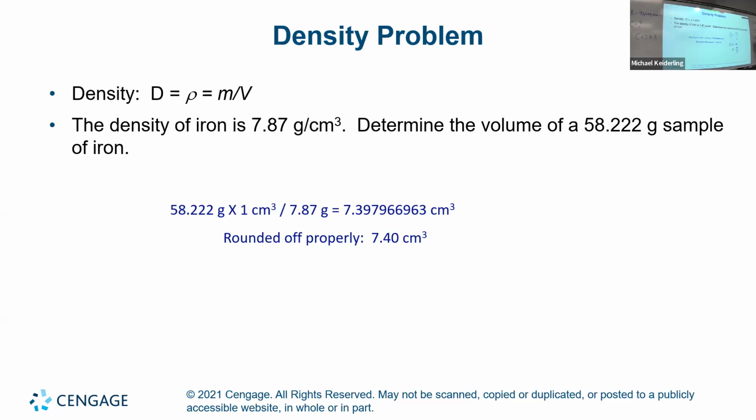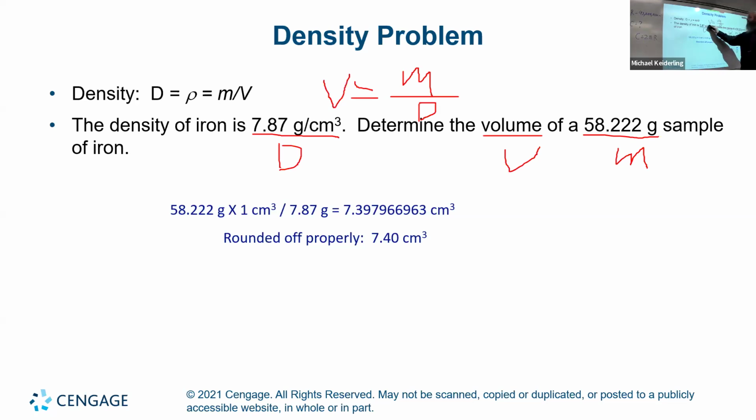So remember, density is mass over volume. Your book does use rho, but I'll try and use a capital D just to make it clearer. And our first lab will be about density, so you should be familiar with this. So this is density. We're looking for volume. We know mass. And this is how we get volume equals mass over density.